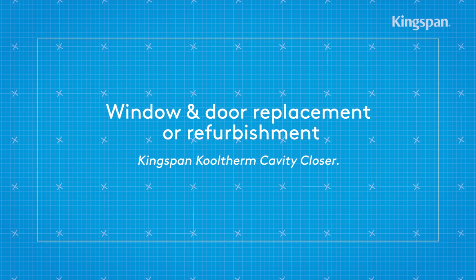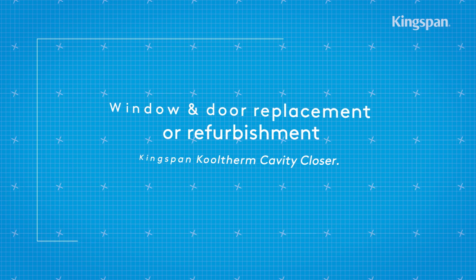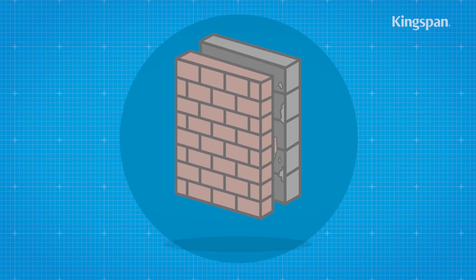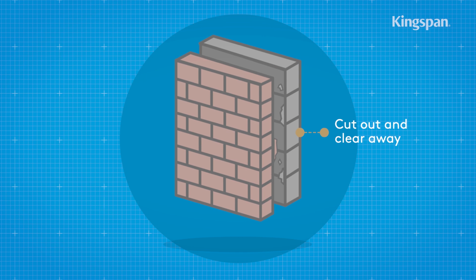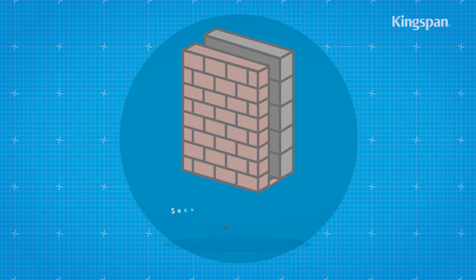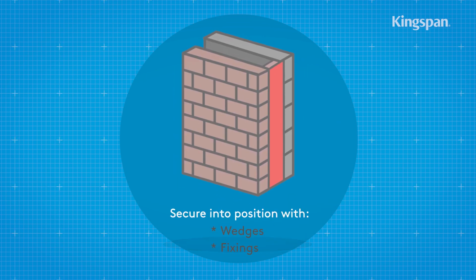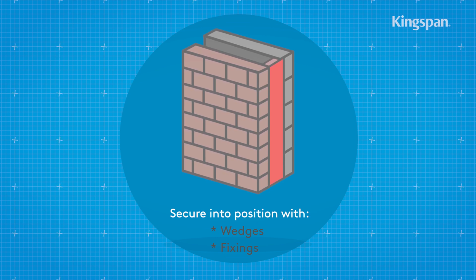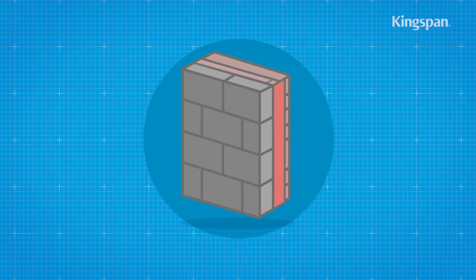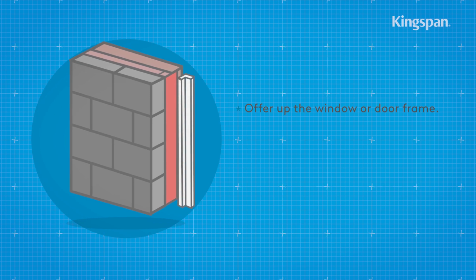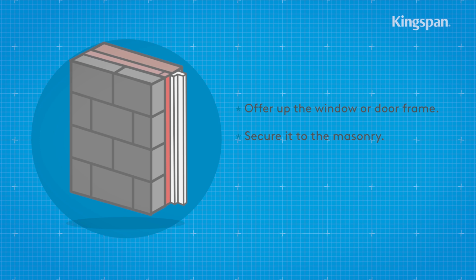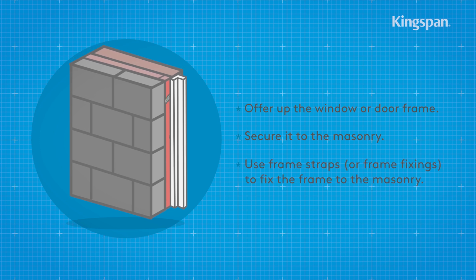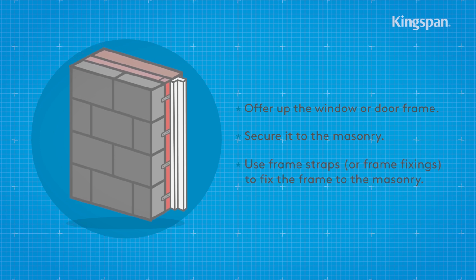Kingspan Kooltherm Cavity Closer can be used for both window and door replacement or refurbishments. For refurbishments, cut out and clear away any masonry that closes the cavity. Secure the closer in position with wedges and fixings through the fixing flange to ensure no movement. 1. Offer up the window or door frame. 2. Secure it to the masonry. 3. Use frame straps or frame fixings to fix the frame to the masonry.